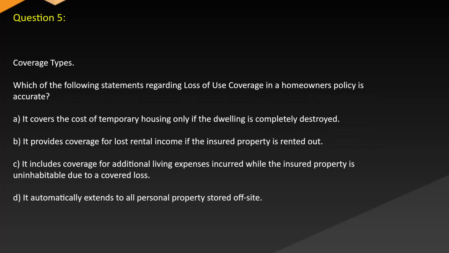Question 5. Coverage types. Which of the following statements regarding loss of use coverage in a homeowner's policy is accurate? A. It covers the cost of temporary housing only if the dwelling is completely destroyed. B. It provides coverage for lost rental income if the insured property is rented out. C. It includes coverage for additional living expenses incurred while the insured property is uninhabitable due to a covered loss. D. It automatically extends to all personal property stored off-site.